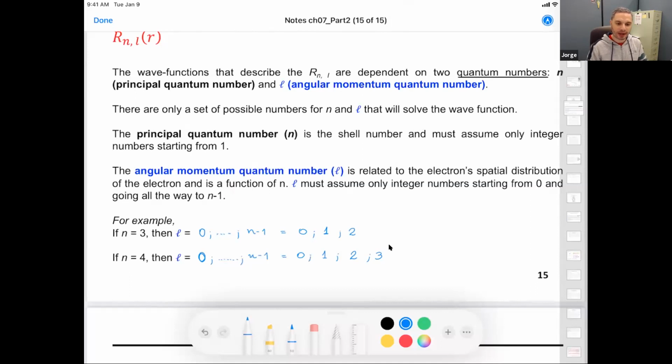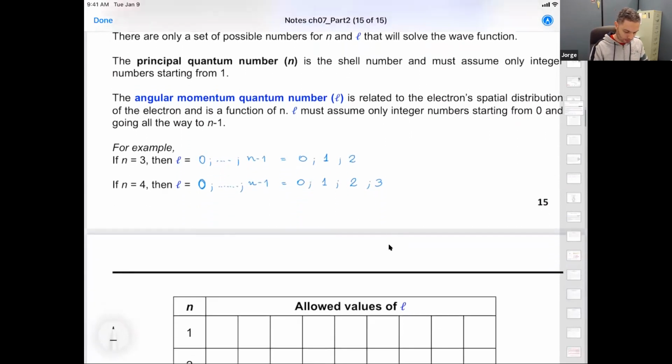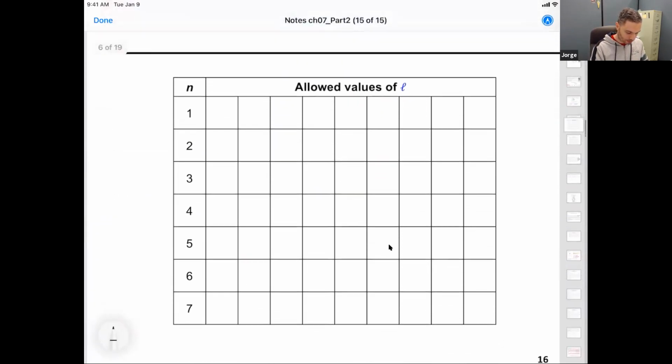And in a few slides, we are going to start calling L as orbitals. Okay, so that's going to be the future of the angular momentum quantum number. They're going to be baptized as orbitals. Okay, so let's move on here.